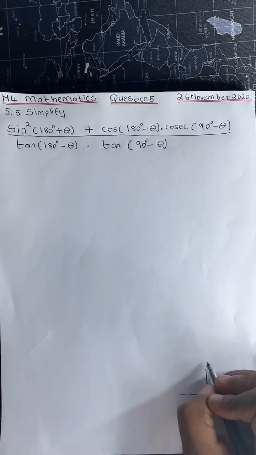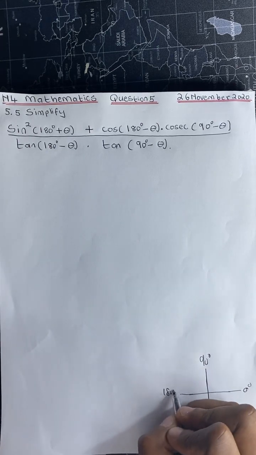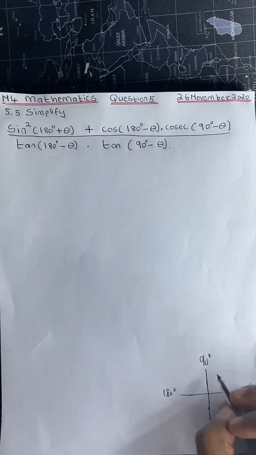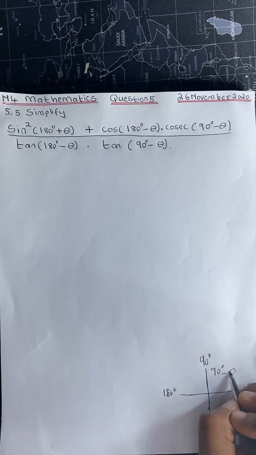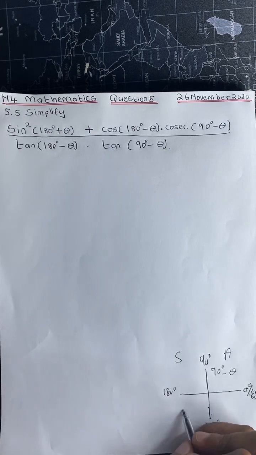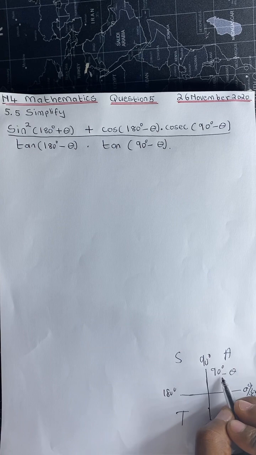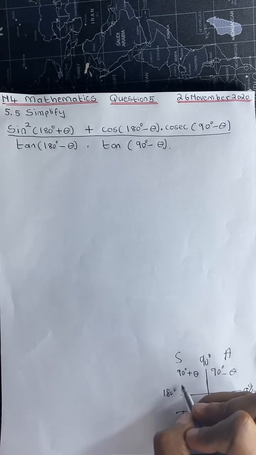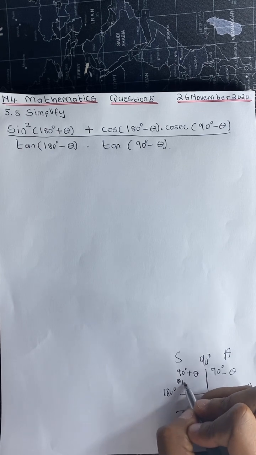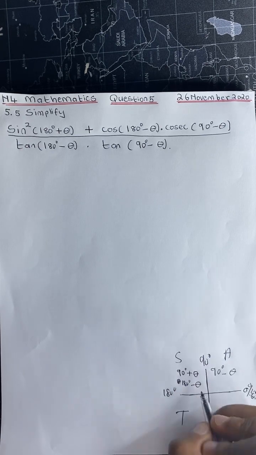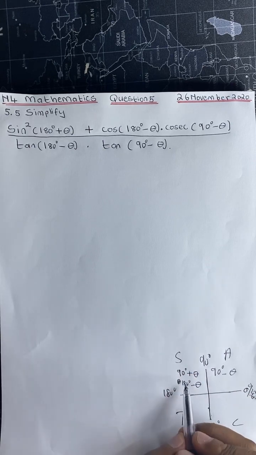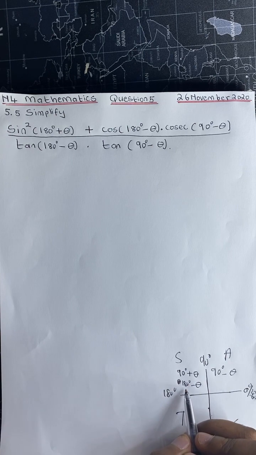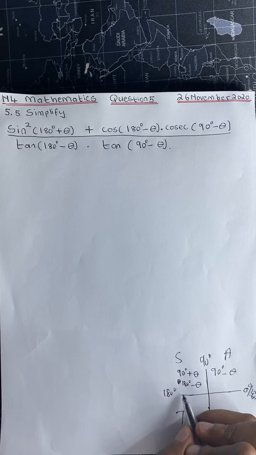So we have 0 degrees, 90 degrees, 180 degrees, 270 degrees and 360 degrees. We know that we have All Students Take Coffee, so all of them, each and everything which has 90 minus theta is positive here, 90 plus theta, and 180 degrees minus theta, the sign will be positive, or it's only sine which will be positive if it has 90 degrees plus theta and 180 degrees minus theta.